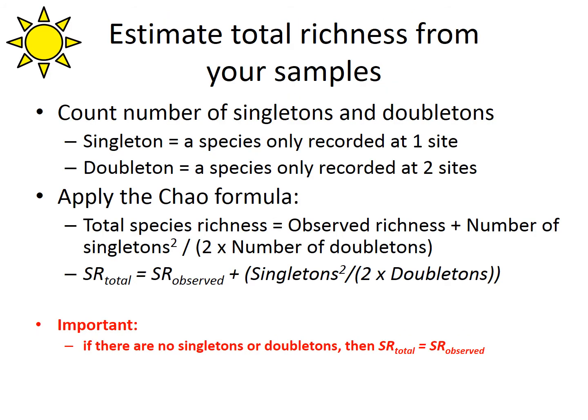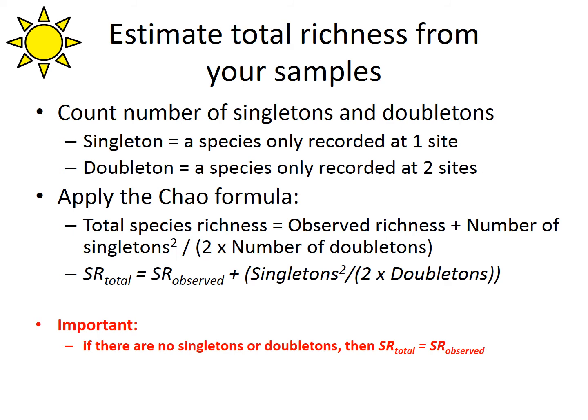The next exercise that I would like you to do using your bead dataset is to estimate total species richness using the Chao estimator. This is one of these species richness estimators. To do this, you need to count the number of singletons and doubletons in your site. Now, note this carefully. A singleton is a species that's only been recorded at one site. It doesn't matter how many individuals have been recorded. A species is a singleton only when it's been recorded at just one site.